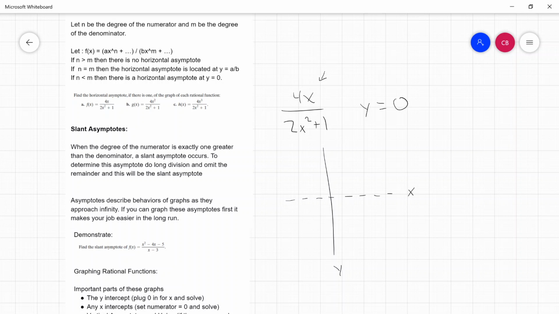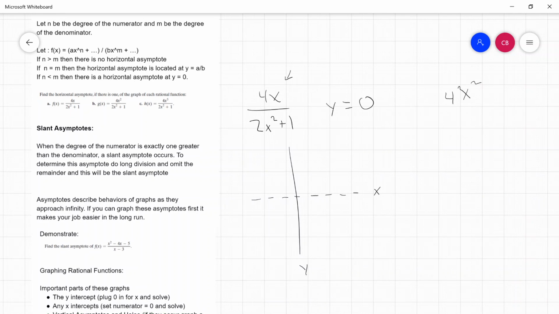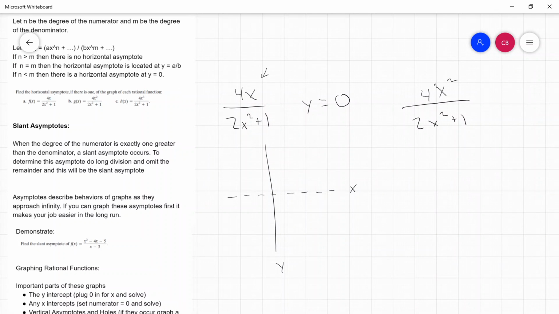Okay. If we do part B, we have 4x squared over 2x squared plus 1. If we try this one to find the horizontal asymptote, then we notice the degree of the numerator is equal to the degree of the denominator. So your asymptote is y is equal to 4 over 2, the leading coefficients' ratio, which is y equals 2. So you draw your graph, and at (1, 2) you will have a horizontal asymptote where it approaches infinity.